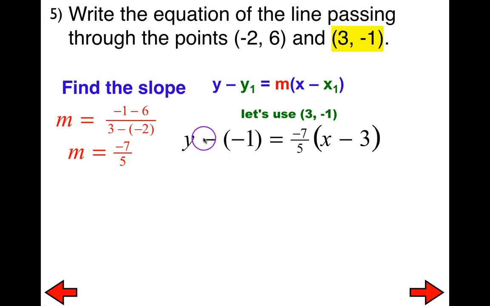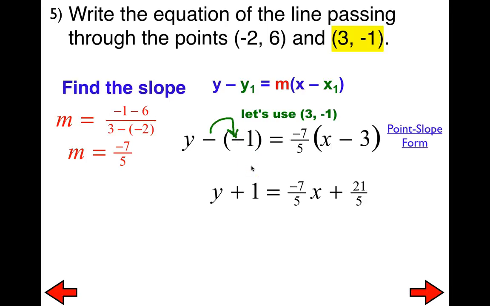Now here, I don't want to have a minus negative, so I am going to distribute, which is going to change it to y plus 1 equals the following. So at this step, notice I went ahead and also distributed. Negative 7/5 x is negative 7/5 x. Negative 7/5 times negative 3. Notice I couldn't cross cancel, and that's what left me with a positive 21/5.